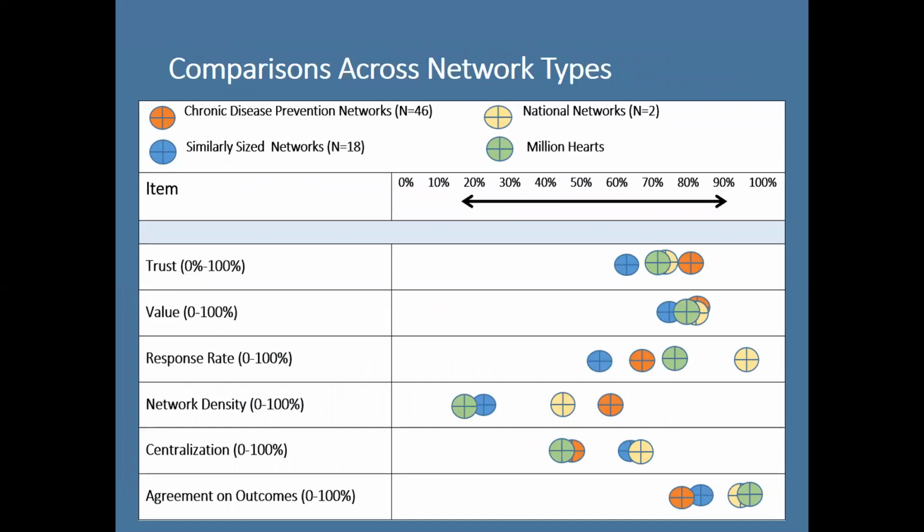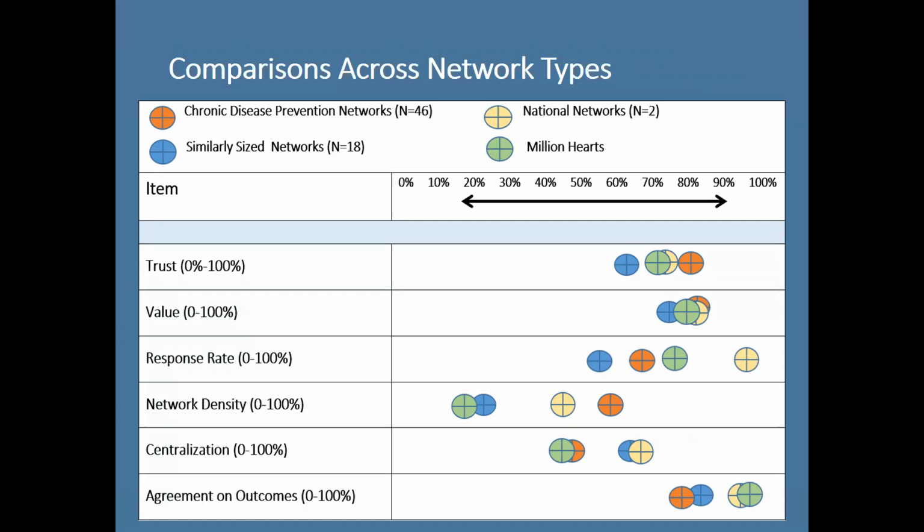Okay, so on this slide, you see a lot of little dots, as a lot of network graphs go, but what you'll see here is at the very top, each color signifies one of those groups. The orange dots show the chronic disease prevention networks and their average scores. The blue dots show the similarly sized networks. The yellow dots will show the national networks, and the green dot shows the Million Hearts network. And so what we looked at here is across overall scores. So we translated the trust and value scores into whole network scores, and we plotted those.